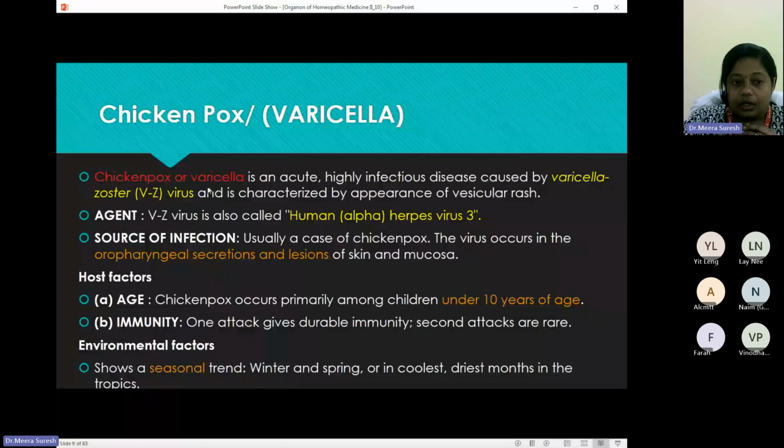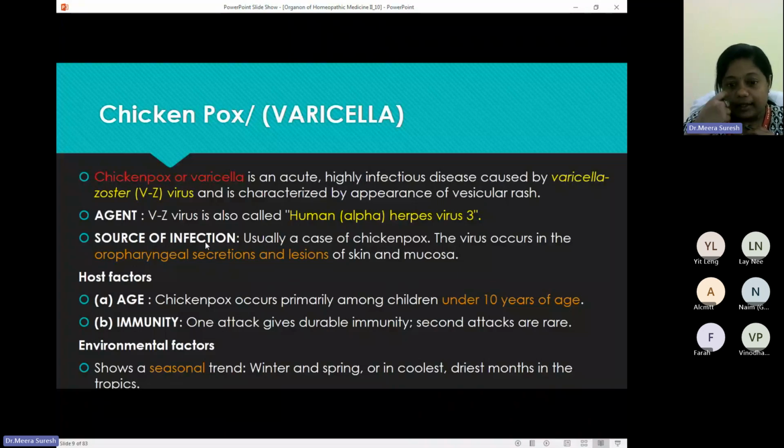Then the chickenpox, which is varicella. Chickenpox or varicella is an acute, highly infectious disease caused by the varicella zoster virus, and it is characterized by the appearance of that vesicular rash, for which Rhus tox is a very good medicine, or we say it has a dewdrop appearance. So the agent, varicella zoster virus, is also called human or alpha herpes virus 3. This could be asked as an MCQ.